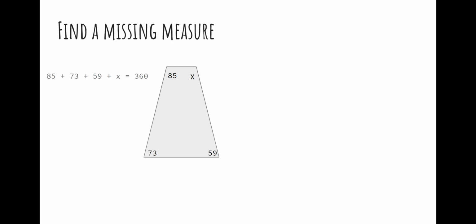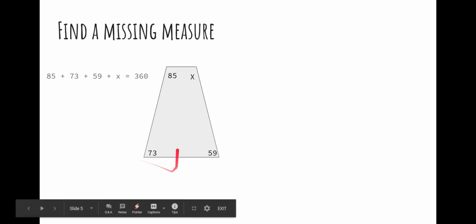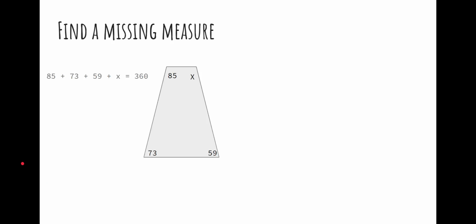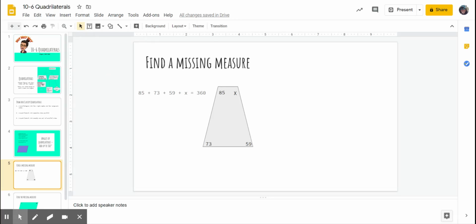You guys can see that I already set up the equation right here. This shape is a trapezoid. It has one set of parallel sides, the top and the bottom. And then my two sides are not parallel. If I were to continue to draw them, they would intersect.